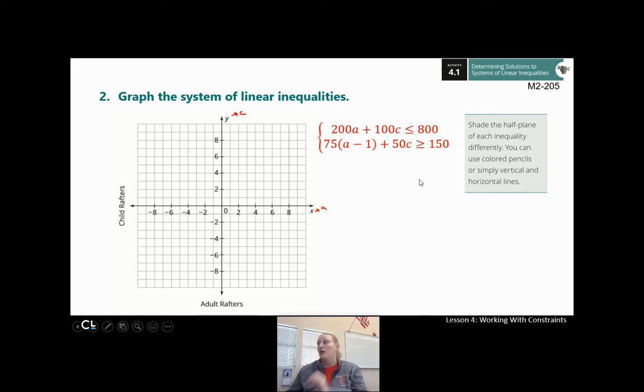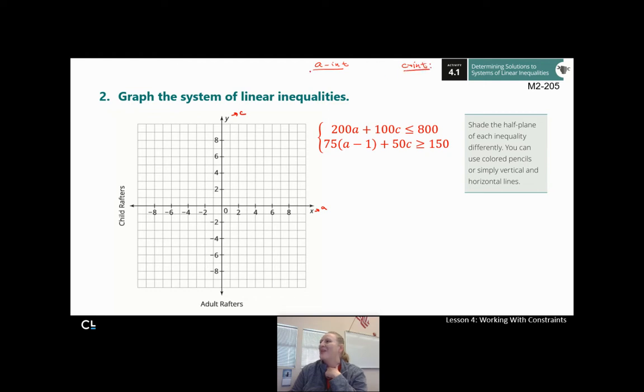So I'm going to start with this first one. Let's see what I got here. There it is. I'm going to start with this first guy right here. Probably the easiest way to graph these will be to find the x-intercepts and y-intercepts. Or in our case, we'll find the a-intercept and the c-intercept. Would that work? Something like that.